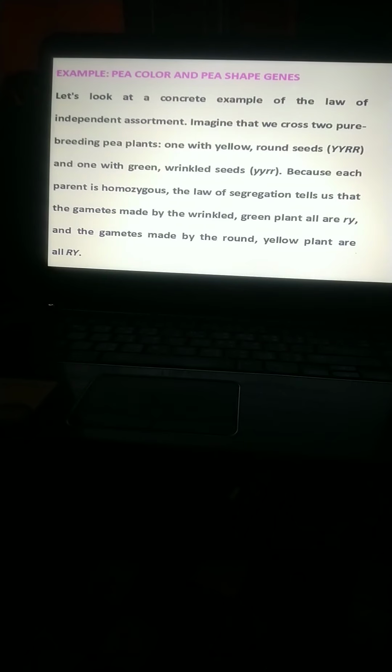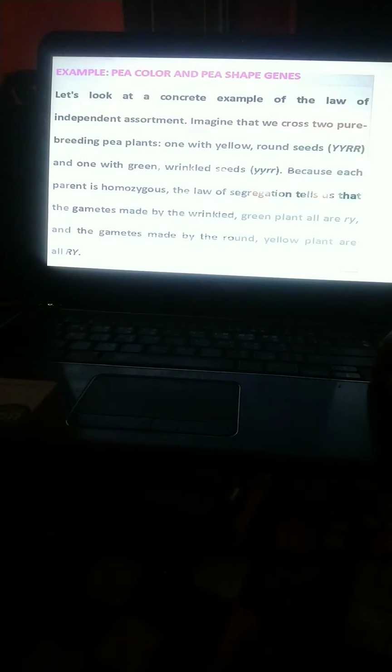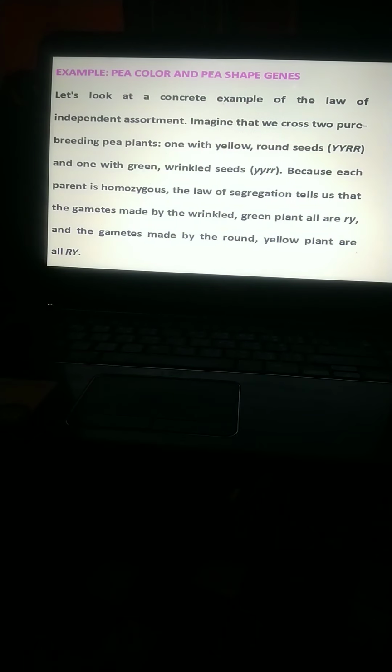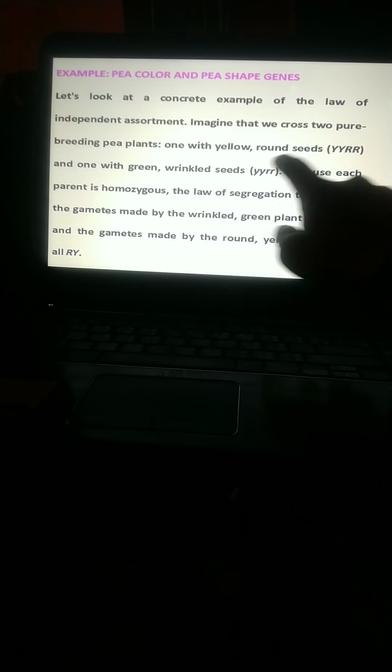Example of pea color and pea shape genes. Let's look at an example of the law of independent assortment. Imagine that we cross two pure breeding pea plants, one with yellow round seed, this one, and the other with green wrinkled seed, this one, because each parent is homozygous for the character genes.